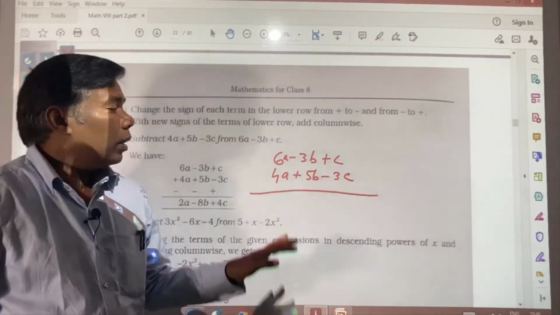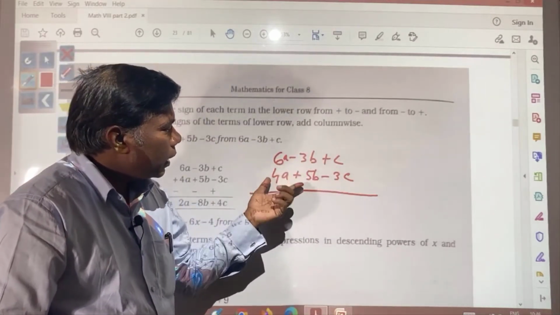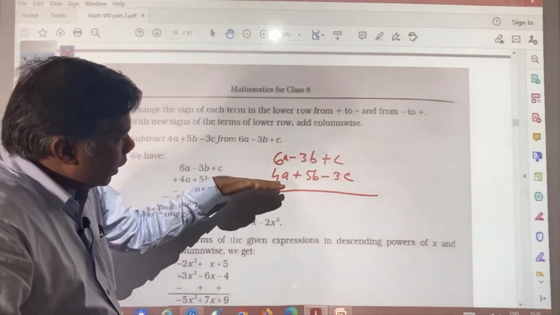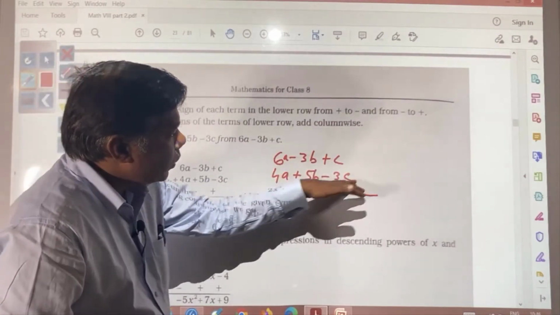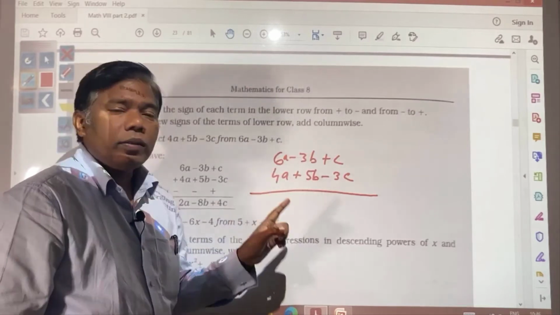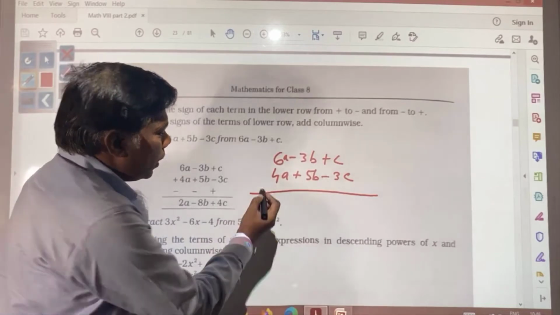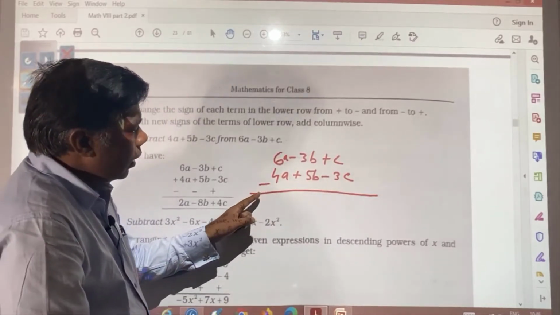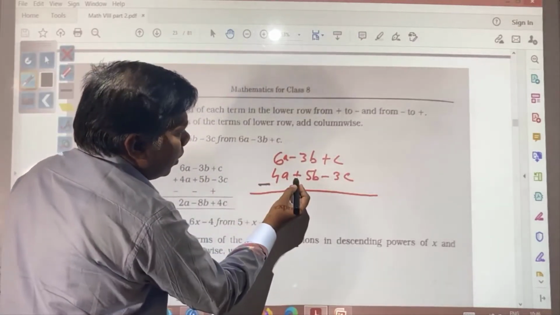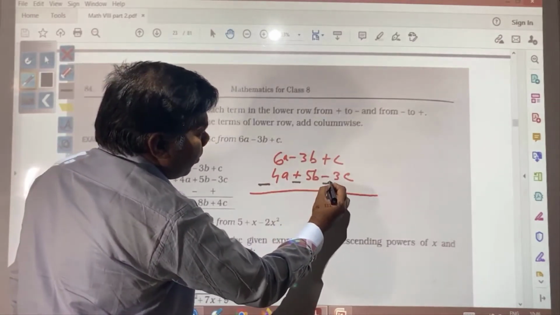You see properly. First, like terms are required to be written in this order as it has been written. Then in the lower row, the number which you need to subtract, there we need to change the sign, and this is very important. Here you have no sign, meaning positive number, this will become minus. Then you have here plus, this will become minus. Here you have minus, this will become plus.